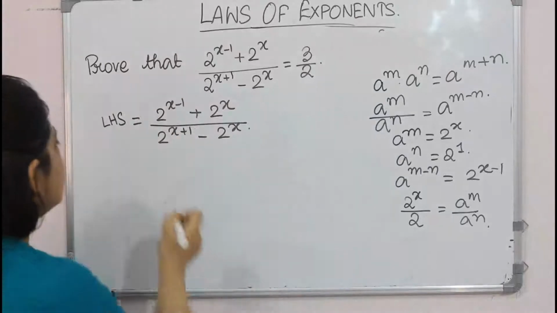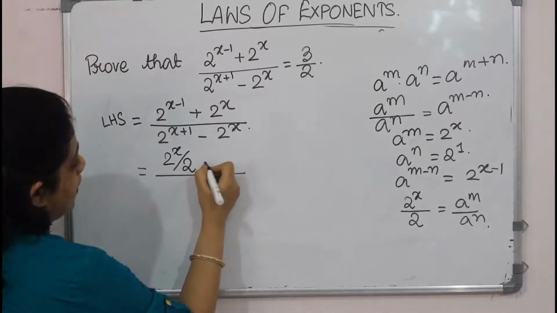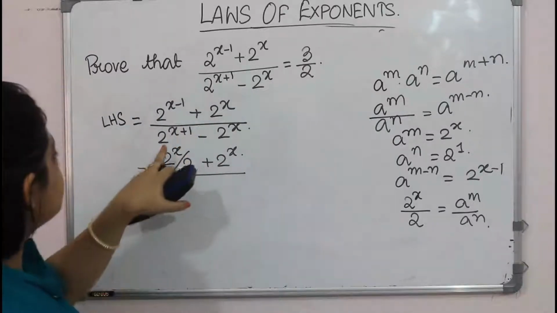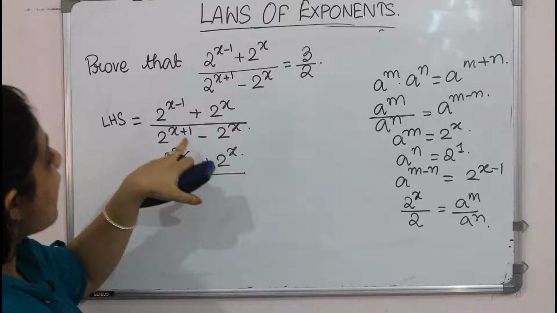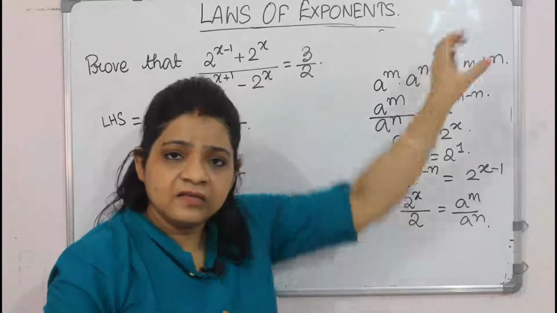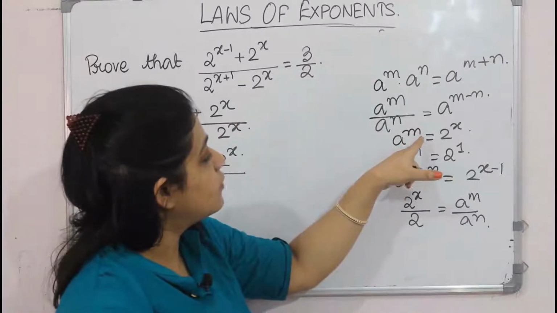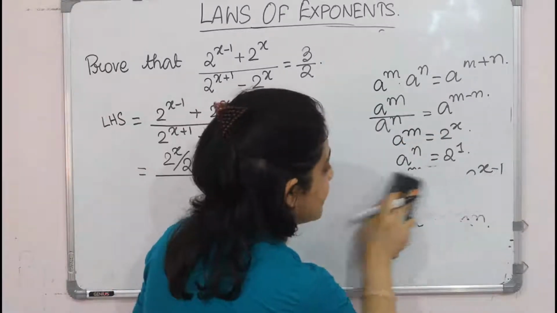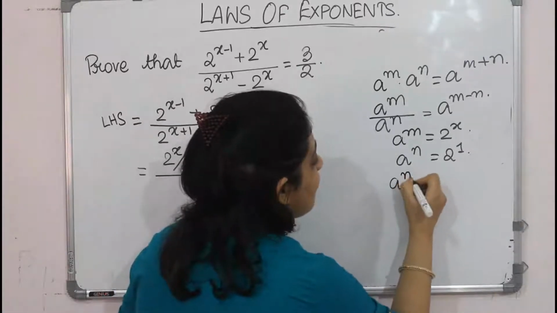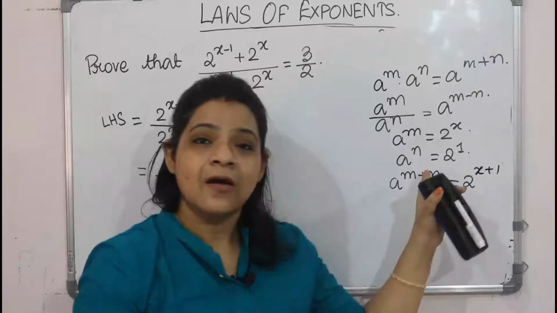Yes or no? So here what I will do, I will just write as 2 to the power of x by 2 plus 2 to the power of x. I can simply write. Okay, now come to this particular expression, 2 to the power of x plus 1. So is it resembling a to the power of m plus n? Is the term resembling this term a to the power of m plus n? Yes, if I write a to the power of m equal to 2 to the power of x and a to the power of n is equal to 2, that is a to the power of m plus n, we can easily write as 2 to the power of x plus 1.